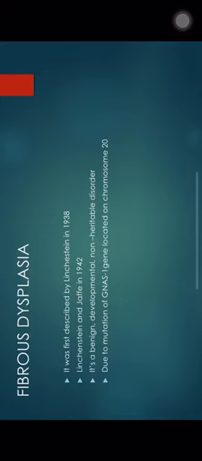Fibrous dysplasia was first described in 1938 by Lichtenstein, and Lichtenstein and Jaffe re-established it in the year 1942. It is a benign, developmental, non-heritable disorder. It occurs due to a mutation of the GNAS1 gene, which is located on chromosome 20.